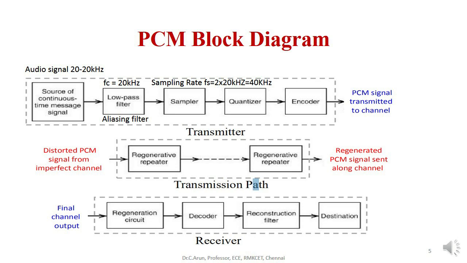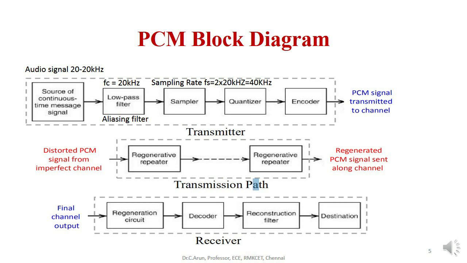This slide represents the entire block diagram of pulse code modulation. In this block diagram, the first block is your information source. The output of the information source is a continuous signal. I am assuming an audio signal, with a frequency range of 20 Hz to 20 kilohertz. This signal is applied to a low pass filter. What is the use of this low pass filter? It is used to eliminate the aliasing effect.